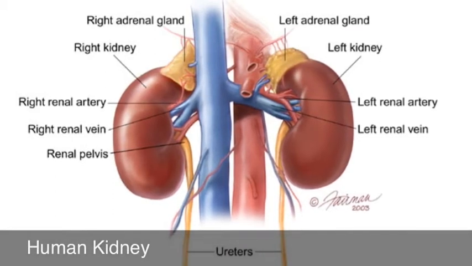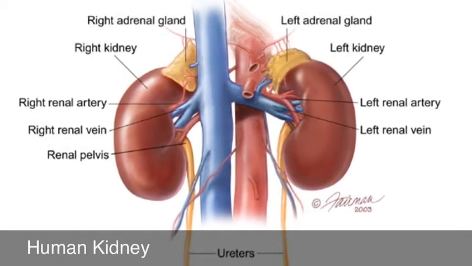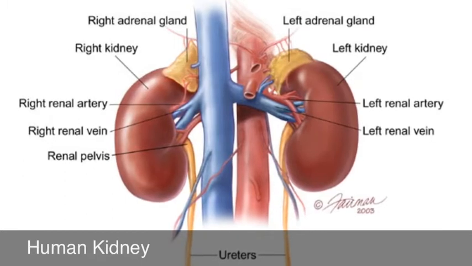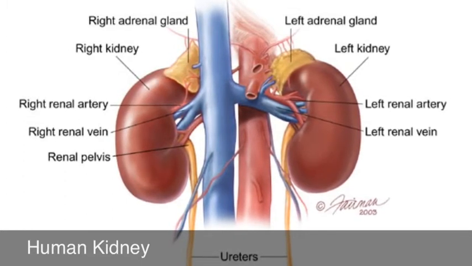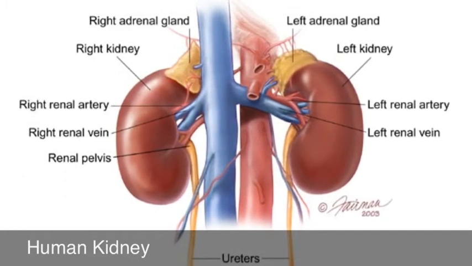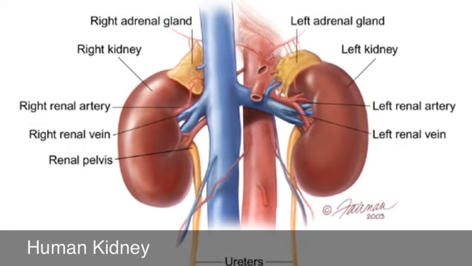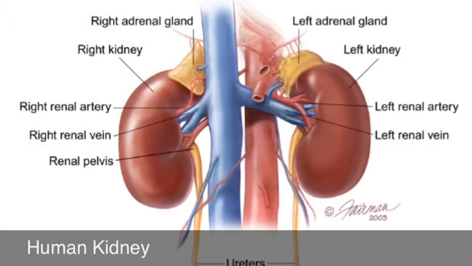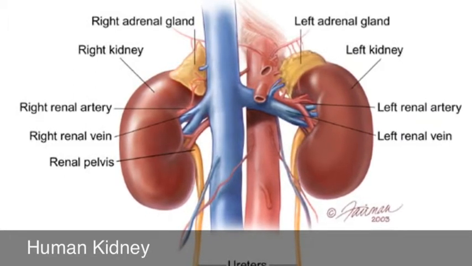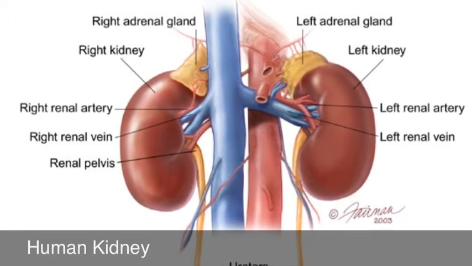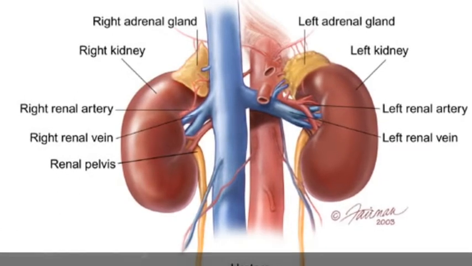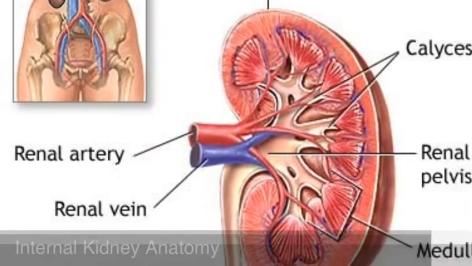The kidneys are the major excretory organs of the human body, which filter about 200 liters of fluid from the bloodstream daily. However, only between 1 to 2 liters of this actually becomes urine. The kidneys are located slightly above the waist, and they are retroperitoneal. This means that they're located behind the peritoneum against the posterior body wall.